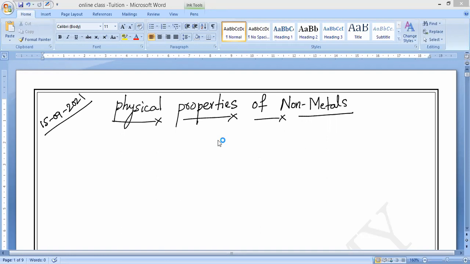So, let us come to here. We have totally 10 physical properties of non-metals. In that, one by one, we will study fastly. Nothing will be there. Very easy, except some exceptional cases.